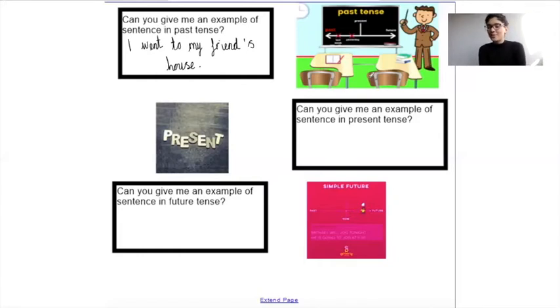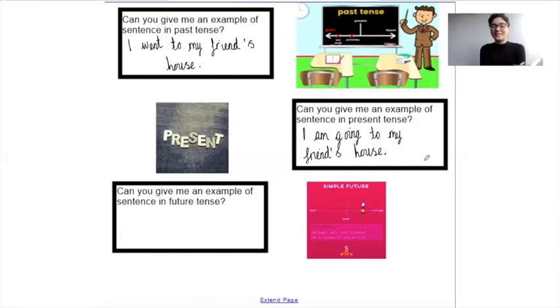Can you give me an example of a sentence in the present tense? Now, I'm going to use the same sentence that I wrote for my past tense, but I'm going to change it so that it is now in the present tense. So I'm going to write, I am going to my friend's house. I'm going to my friend's house. So I've now written that in the present tense.